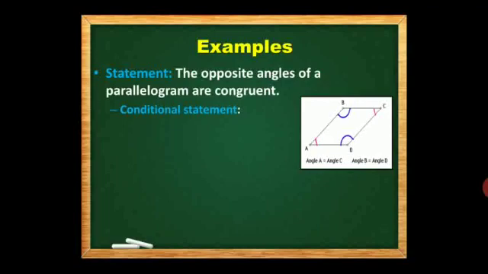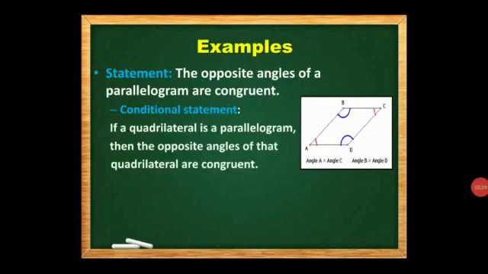But before that, we have to first identify which geometrical shape is included in the statement. Here, it is a parallelogram, which is a quadrilateral. Now, we have to use this word while making the conditional statement. Therefore, the conditional statement for the given statement is, if a quadrilateral is a parallelogram, then the opposite angles of that quadrilateral are congruent.